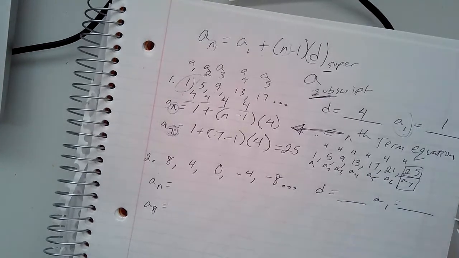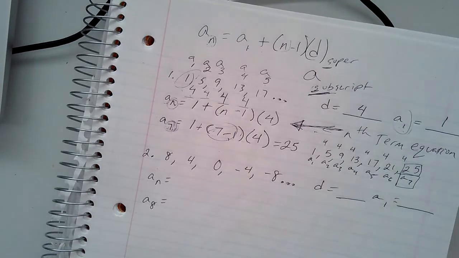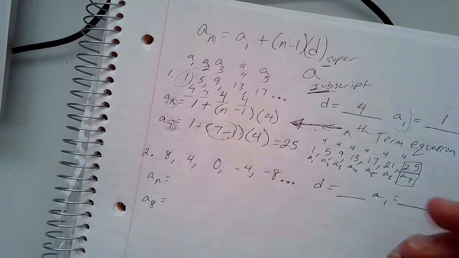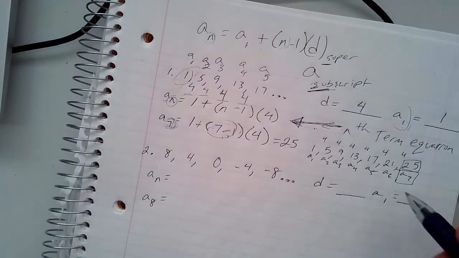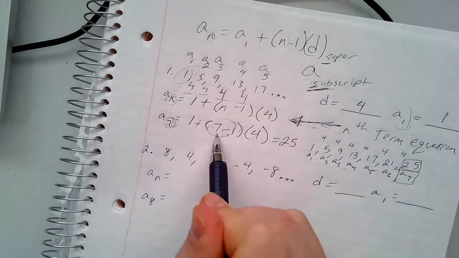is 25. Now, why is that minus 1 inside of there? Kind of always wondered that when I was a kid, but I never really found out until I started teaching algebra. But check this out. There are 7 terms. Great, that's what that represents.